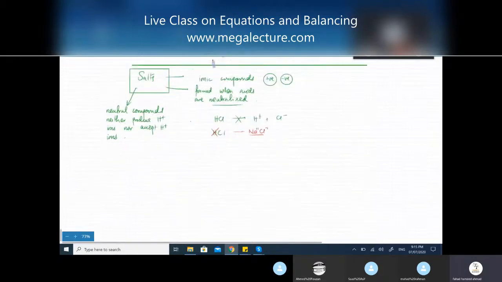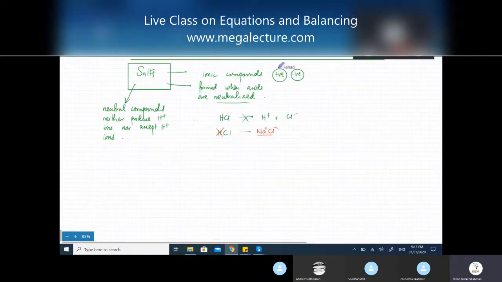Okay, the last thing that we did was we were talking about salts. Salts were neutral compounds. They were ionic compounds. They contained a positive ion and a negative ion, but they were neutral compounds. They neither produce H plus one ions nor do they accept H plus one ions. And I explained that salts are formed when acids are neutralized. So if you have an acid, the sole purpose of an acid is to produce H plus one ions when it dissociates, when it ionizes, when it breaks down.